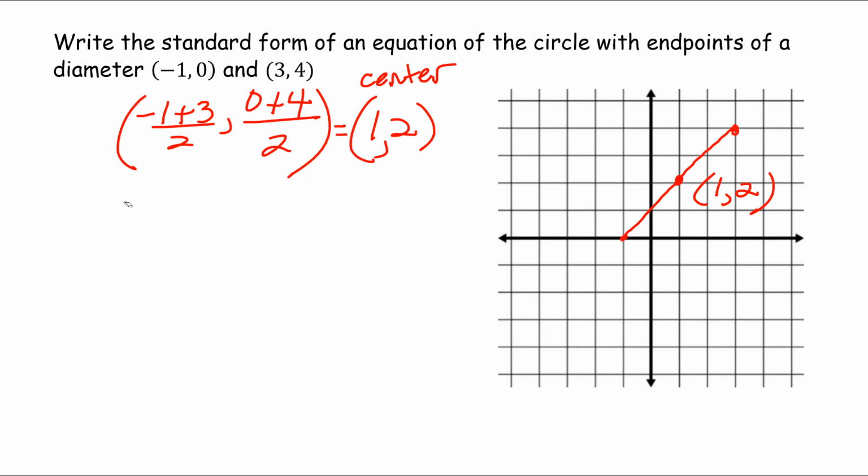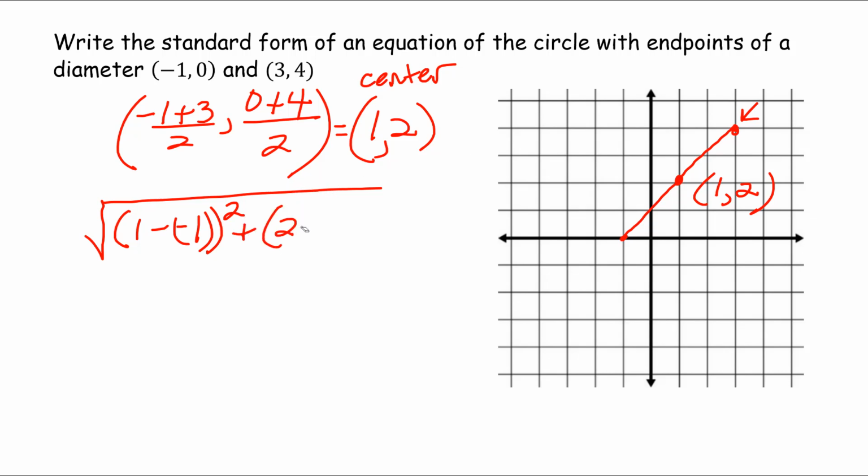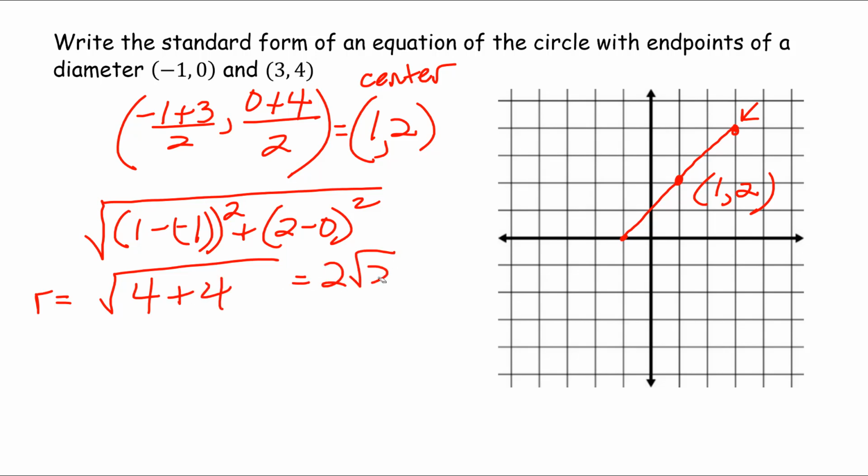The radius is going to be the distance from (1, 2) to one of these endpoints, either (-1, 0) or (3, 4). And so that's going to be the quantity 1 minus -1 squared, and then the quantity 2 minus 0 squared. And so that radius is going to equal the square root of 2 squared, which is 4, plus 2 squared, which is 4, and that's 2 square root of 2.